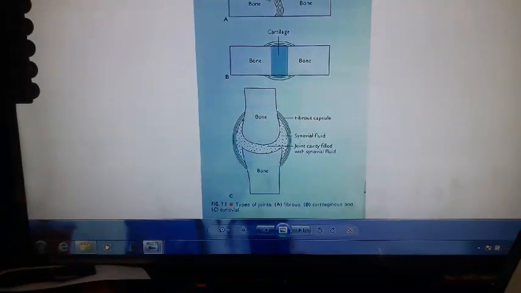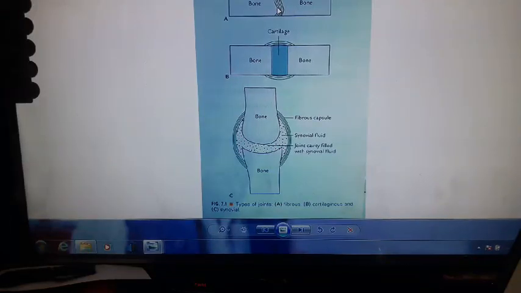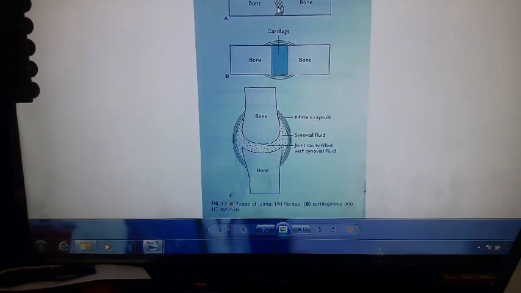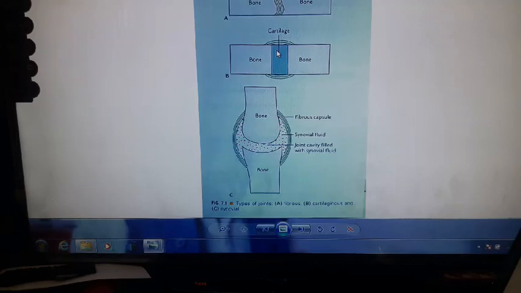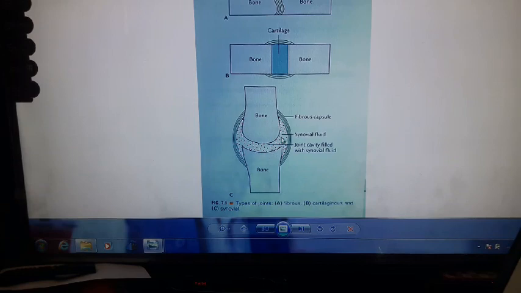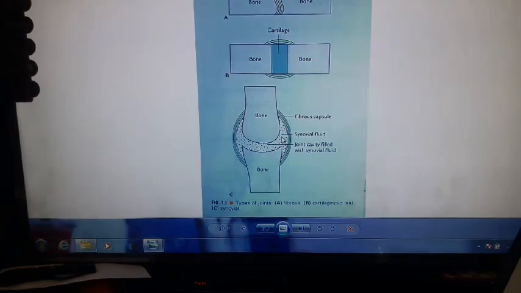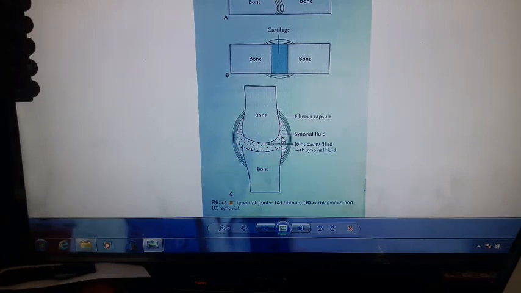See here, in between the two bones there is a fibrous connective tissue. This type we call fibrous type. In between the two bones there is a cartilaginous plate present. This type we call cartilaginous type. In between the two bones there is a synovial cavity filled with synovial fluid. This type of joint we call synovial type joints.